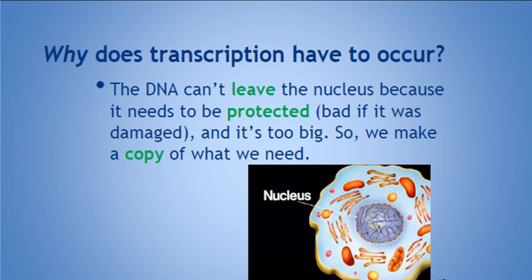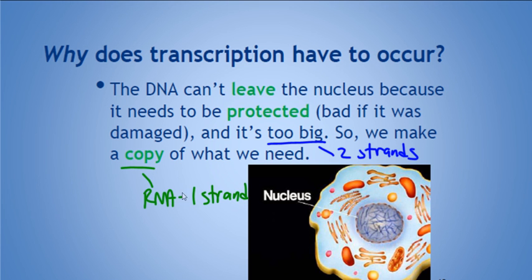Now, why is this even necessary? Well, DNA can't leave. It's too big. Why? Because it has two strands. It cannot fit through the nuclear pores. RNA can fit. We make a copy. Why can RNA fit? Because RNA, remember, only has one strand. Also, we need to protect DNA. We need to just keep it in the nucleus and just kind of do its job as storing the genetic information, and we'll make copies of what we need.